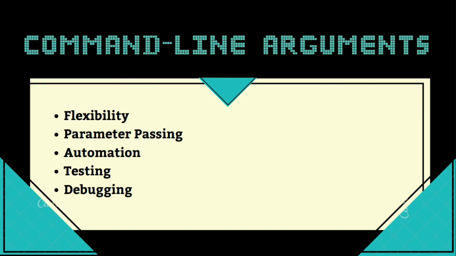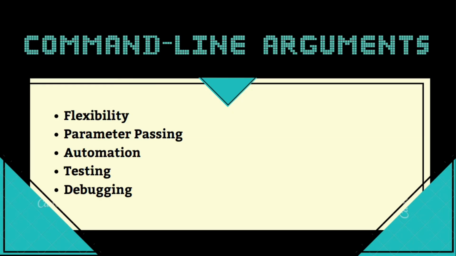Command line arguments are important in C programming for a variety of reasons. Flexibility. Command line arguments allow users to customize the behavior of a program without modifying the source code. This flexibility makes programs more versatile and user-friendly. Parameter passing. Command line arguments provide a way to pass parameters to a program at runtime. This can be useful for providing input data, configuration options, file paths, or any other information required by the program.